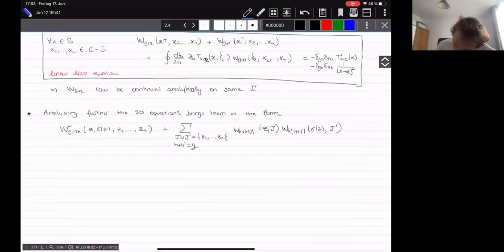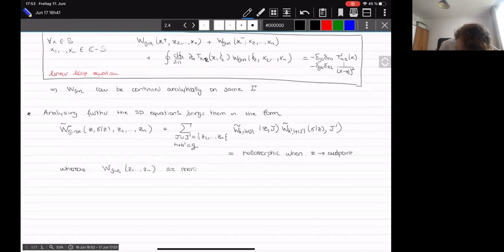But then, of course, there's many other terms. And essentially, up to little things, which I'm not going to explain here, you find that this is, in fact, holomorphic when z goes to an endpoint, whereas the WGN themselves are meromorphic with poles when some of the zi go to an endpoint. So that's what comes out of the analysis.